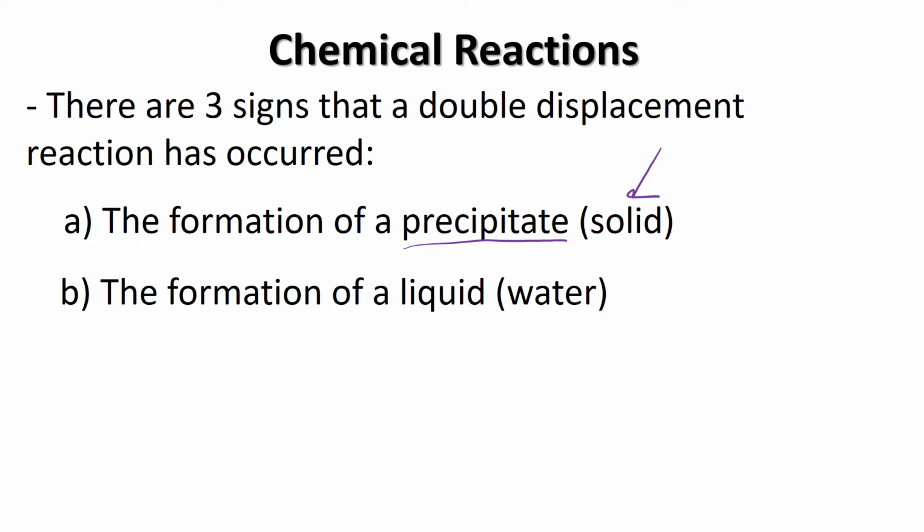There are a couple other signs. The formation of a liquid. This one's hard to observe. In fact, you probably have to do a chemical equation to know that a double displacement reaction has occurred for that formation. And also another sign is the formation of a gas. So you could probably smell that one.